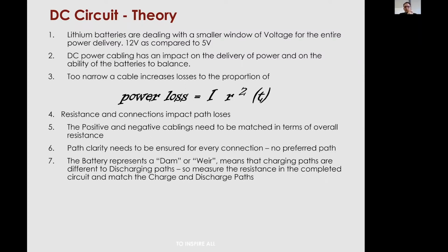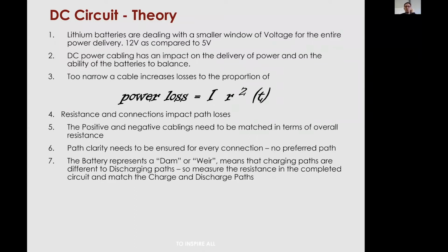But a big component about lithium batteries is that their voltage window is a lot smaller than that of the lead acid window. So the operating voltage is basically only a 5-volt window, effectively between 50 and 55 volts. That's a lot smaller than lead acid, and so any errors in the DC circuitry or anything that causes inefficiency in the circuitry will reflect sort of harsher on a lithium battery system.